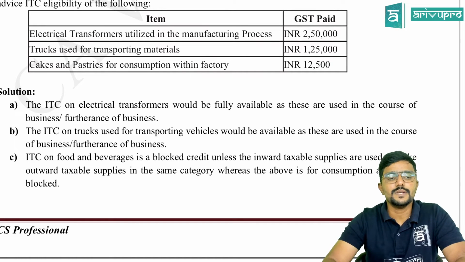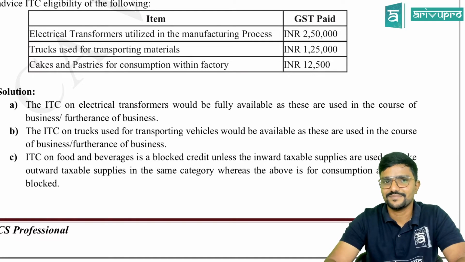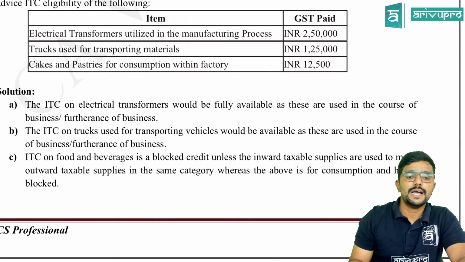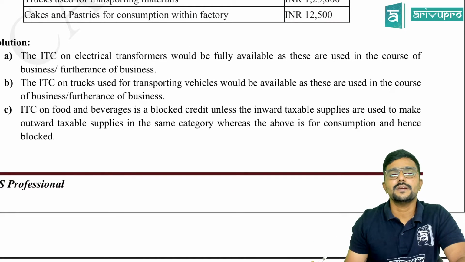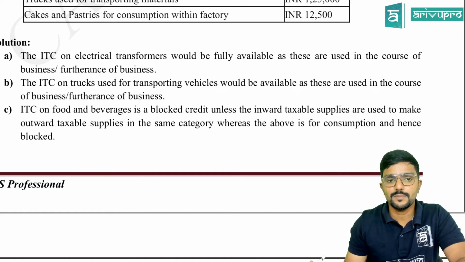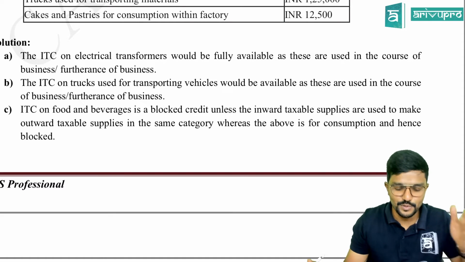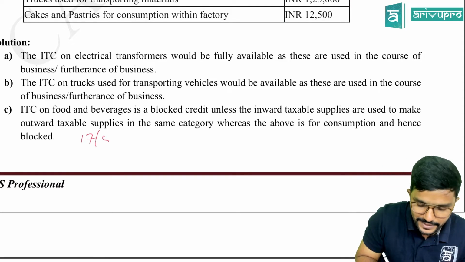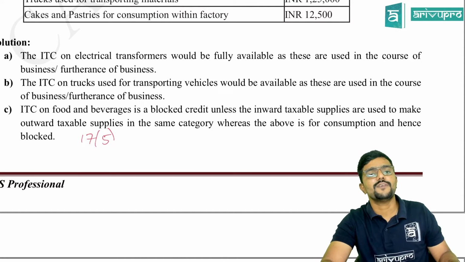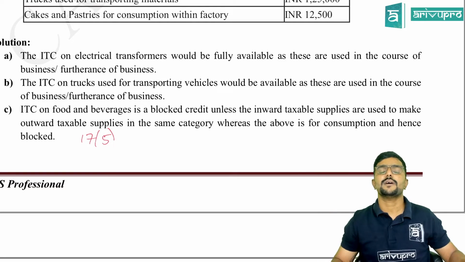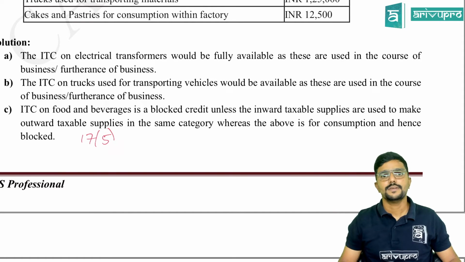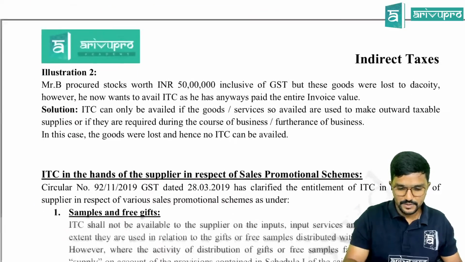Next, cakes and pastries for consumption within the factory. Credit is blocked as per section 17(5). ITC on food and beverages is blocked unless the inward supplies are used to make taxable outward supplies in the same category, whereas the above is for consumption and hence blocked as per section 17(5), guys. It is blocked because it is used for consumption, not for the further supply of the same category. Is that clear? Yes, sir. Now one more illustration.